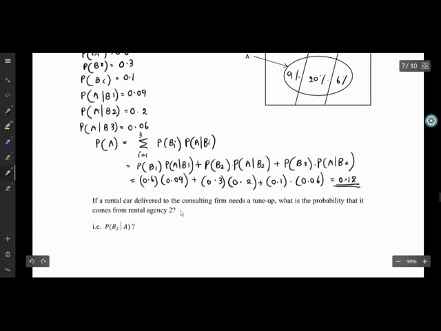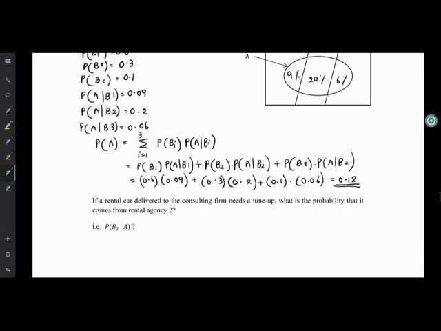Now the question comes, how do we find the probability that the car comes from rental agency 2 if it needed a tune-up? Now that is the other way around. We know the probability that the car will need a tune-up given that it came from a certain company. These probabilities we know. Now what if we need the reverse? That is the probability that the car came from agency 2 given that it needed a tune-up. And you know that B2 given A is not the same as A given B2, right? So those two are different.